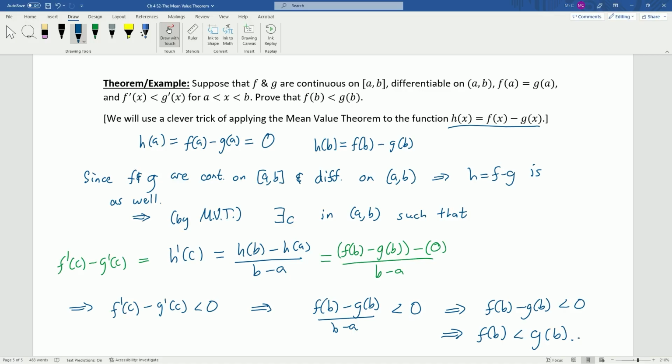So basically, all we've done here is applied the mean value theorem to this difference function between the two. And then we just had to notice what is h prime of c and what is h of b minus h of a, and then do a little bit of algebra solving these inequalities.